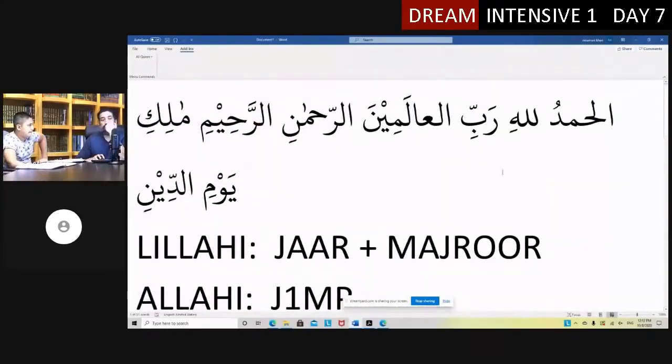Now let me show you some Arabic. Lillahi is a harf of jar, a jar majroor. The word Allah has certain properties. Rabbil Alameen is a mudaf ilayh, but that entire mudaf ilayh has the same properties as the word Allah. Ar-Rahmani is a separate word, but it has the same properties as the word Allah. Ar-Rahimi is a separate word, but it has the same properties as the word Allah. Maliki Yawmiddini is a double mudaf and mudaf ilayh, but overall it has the same four properties as the word Allah.